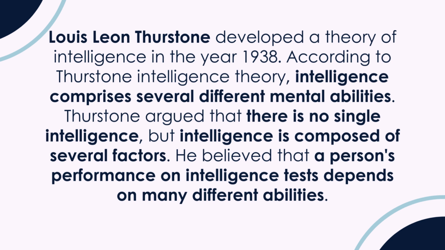Thurstone expanded on his theory in his book Primary Mental Abilities, identifying core abilities like verbal comprehension, numerical ability, and spatial visualization as components of intelligence. His groundbreaking research laid the foundation for modern intelligence testing and contributed significantly to the field of psychological measurement.